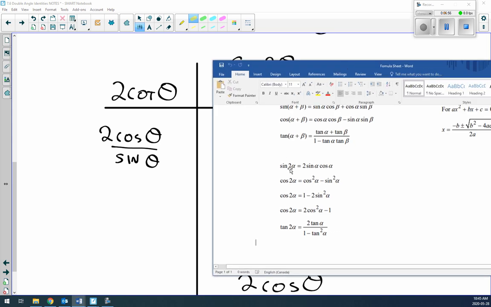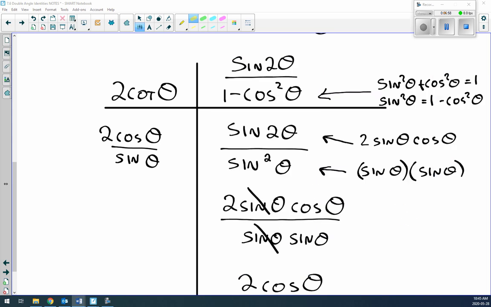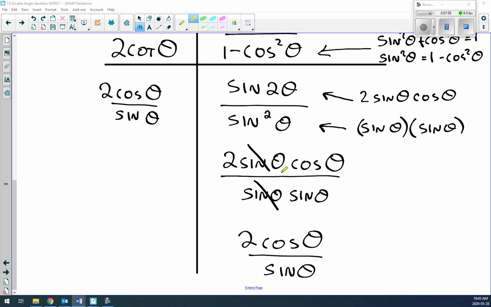There it is. Yeah, nice. So we break it down to that. What about the bottom? Sine squared theta just means sine theta times sine theta. So we break the top down, break the bottom down.